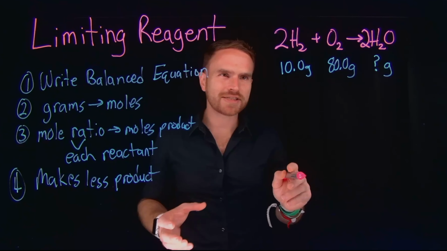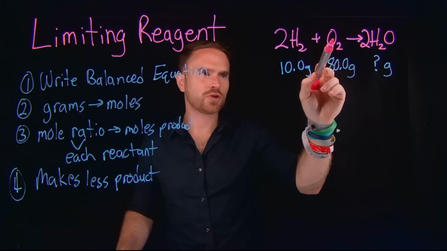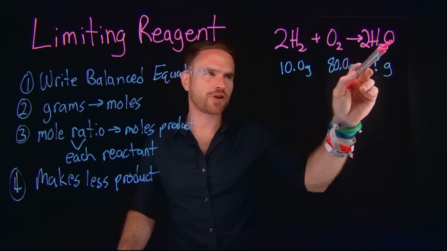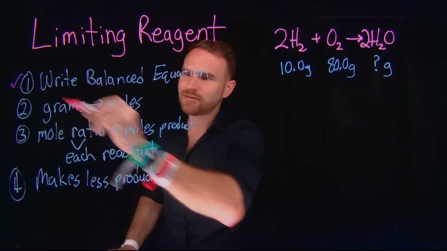So this is a balanced chemical equation where I have 4 hydrogen on the reactant side, 4 on the product side, 2 oxygen on the left-hand side, and 2 oxygen on the right-hand side. Therefore, we've completed step 1, where we have a balanced chemical equation.